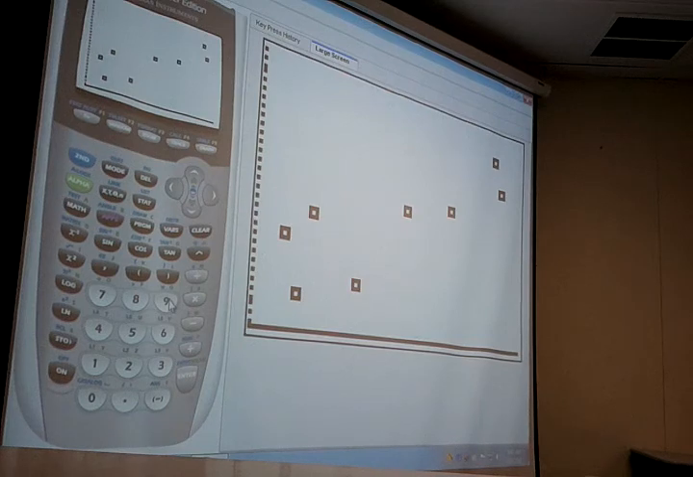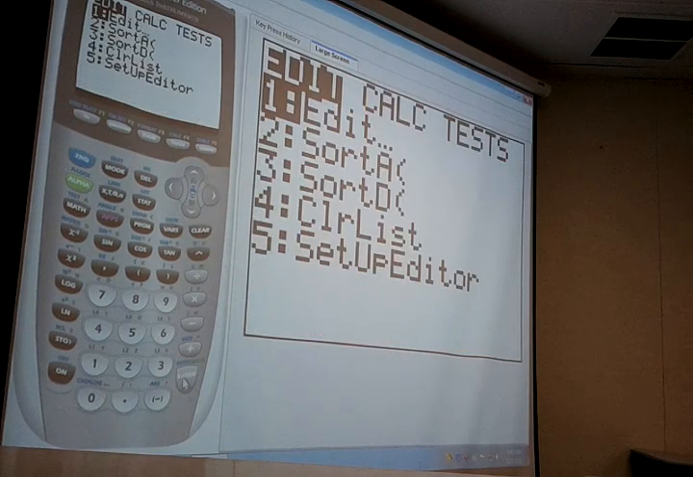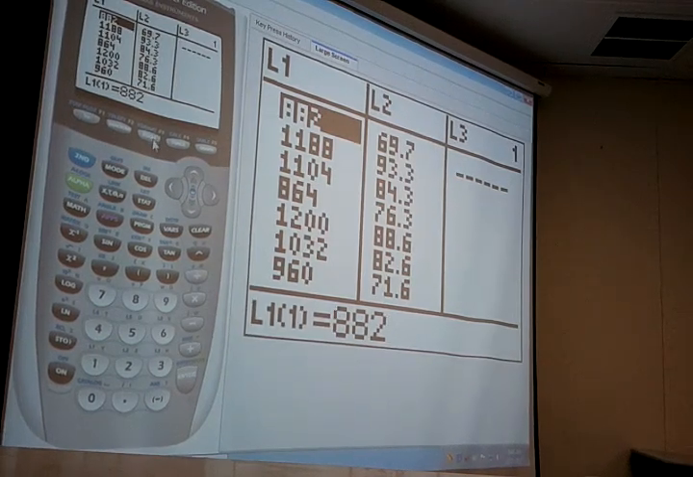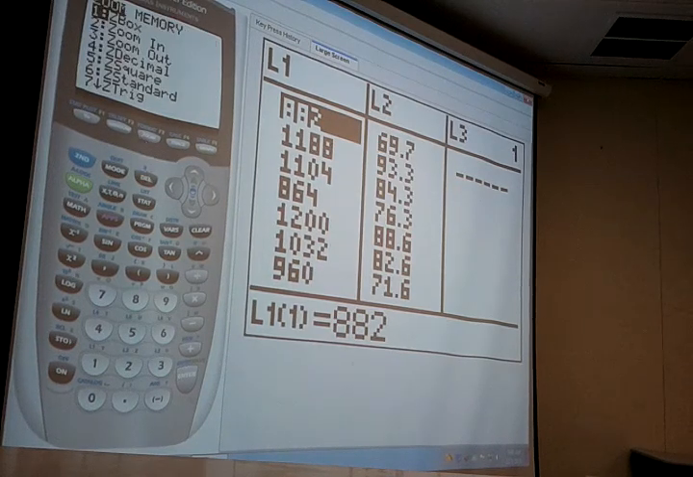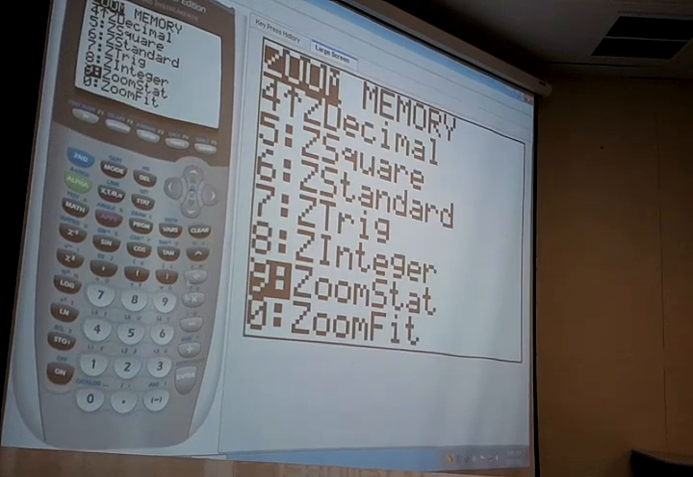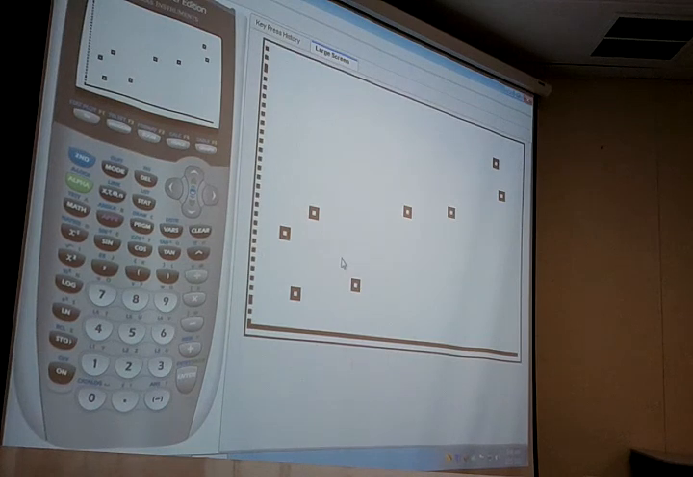Can you show me how you got there again? Oh, sure. So we put the data in. And if you just want to see your scatter plot right now, because we haven't put the line of best fit in, you haven't even calculated it, hit zoom 9, because zoom 9 is stat. Hopefully it's 9 for everybody. And then this should show up here. Cool. How are we doing so far?